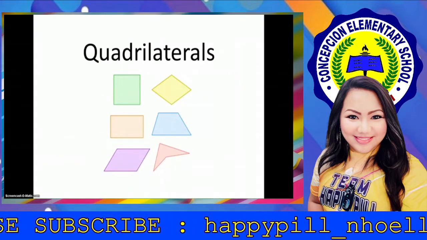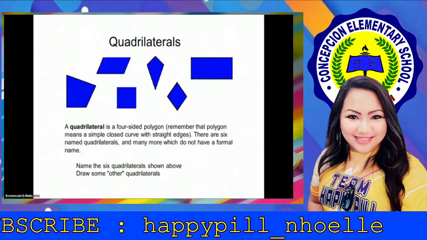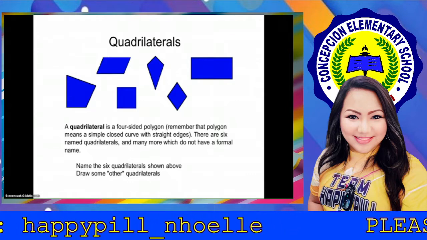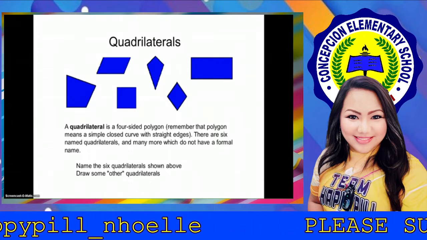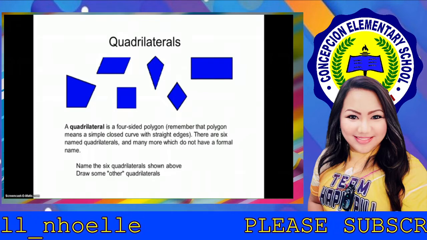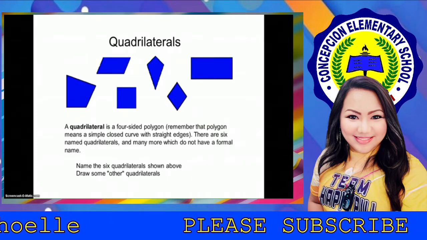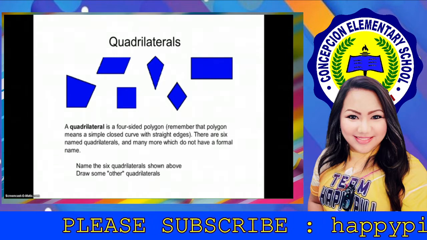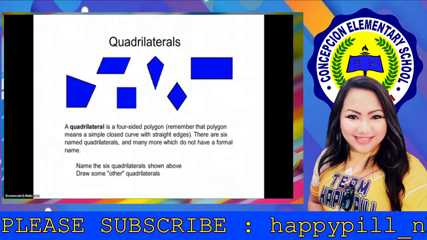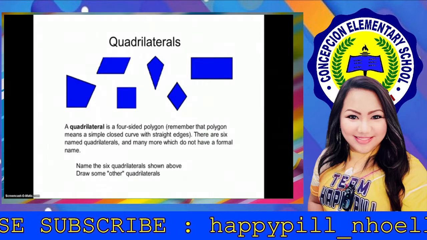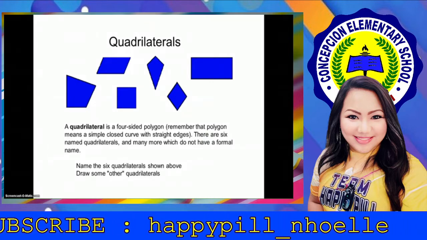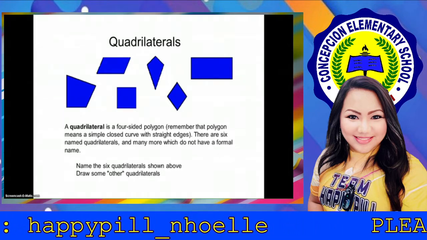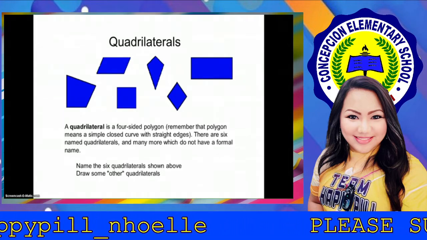Quadrilaterals. A quadrilateral is a four-sided polygon. Now remember, we know that a polygon is a geometrical shape that is simple, closed, a curve, and has straight edges. So a quadrilateral is simple, closed, with four straight edges. There are 6 types of quadrilaterals that are named, and many more which don't have a formal name. Name the 6 quadrilaterals shown above. Can you draw 2 other quadrilaterals?